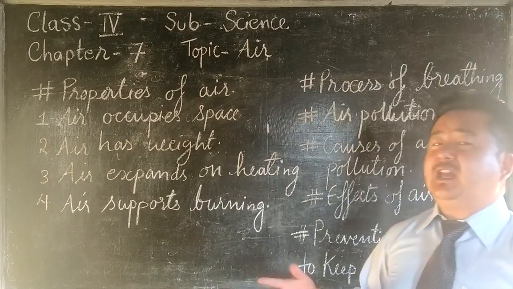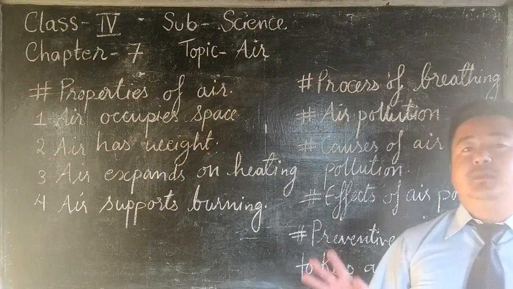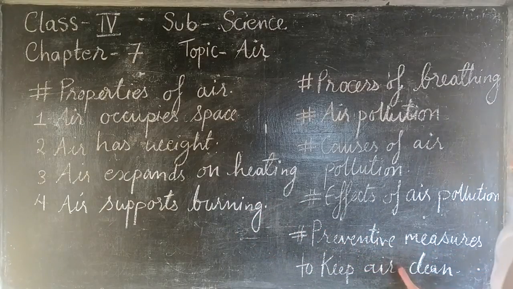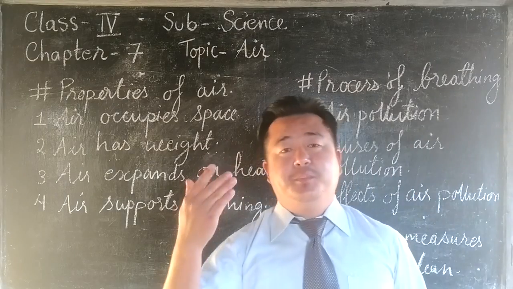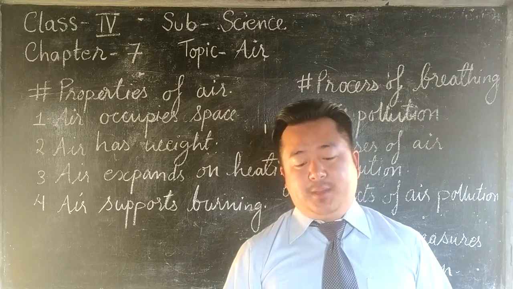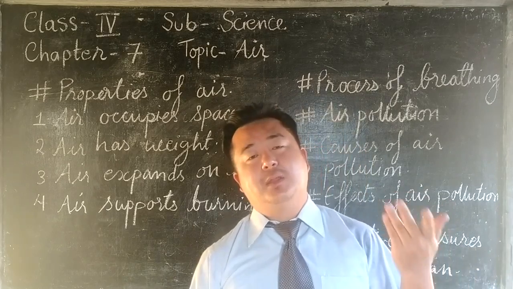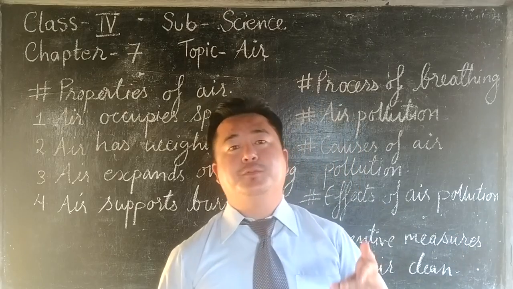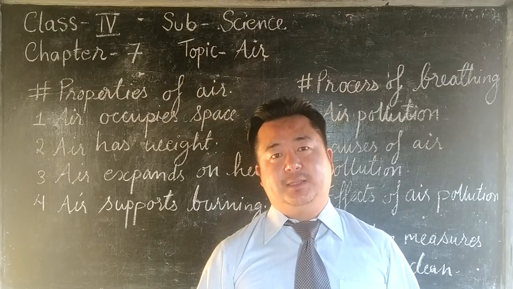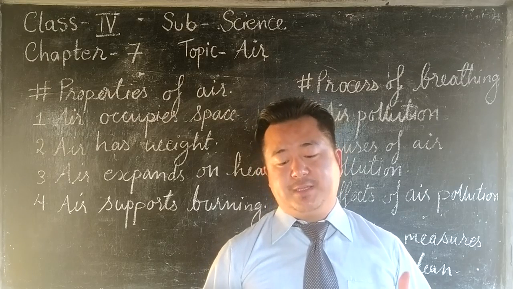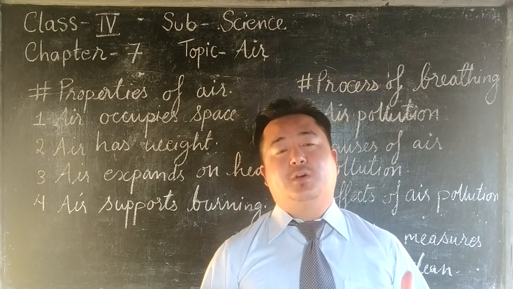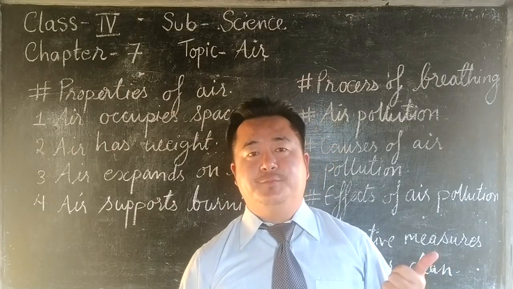Along with that, what can we do in order to stop air pollution? For that, there are preventive measures to keep air clean. There are several points in your textbook. You can refer to page number 67. I want to read point by point, and it would be better if you open your book and follow it. Okay? So, preventive measures to keep air clean. The first and foremost is do not waste electricity at home. Switch off the lights and fans when not in use, which is simple and you can follow it.